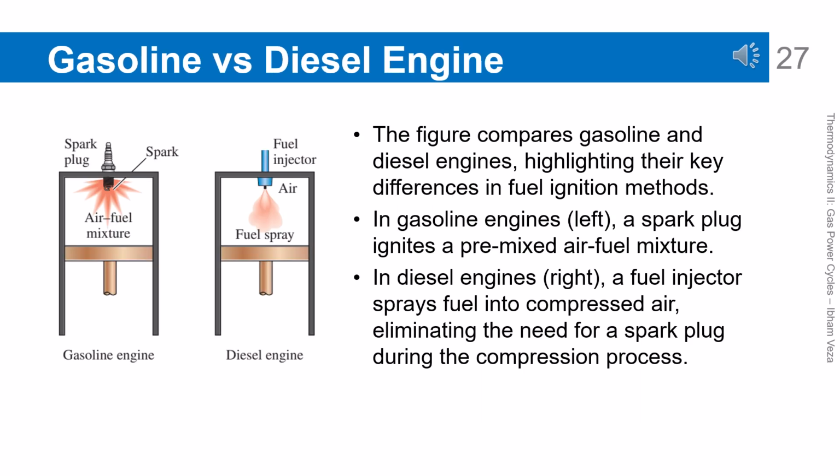Gasoline versus diesel engine. This figure compares the ignition principles of gasoline and diesel engines. In a gasoline engine, the air-fuel mixture is ignited by a spark plug. In a diesel engine, fuel is injected into hot, compressed air and ignites automatically. This difference leads to different thermodynamic cycle characteristics. Ideally, gasoline engines are analyzed using the Otto cycle, while diesel engines use the diesel cycle.